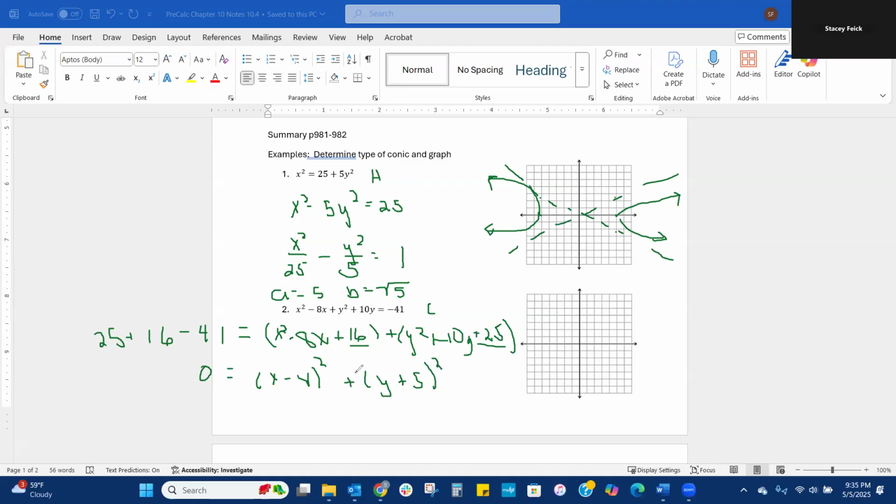Now, this is a circle, as we said before. However, the radius is 0. So instead of truly being a circle, it's just a point. And the point is at 4, negative 5. So to graph this, you literally go over 4, down 5, and plot your point.